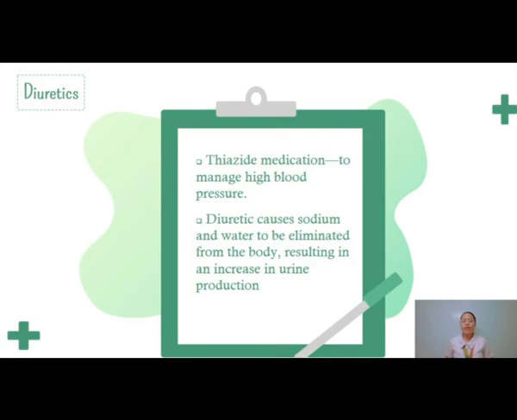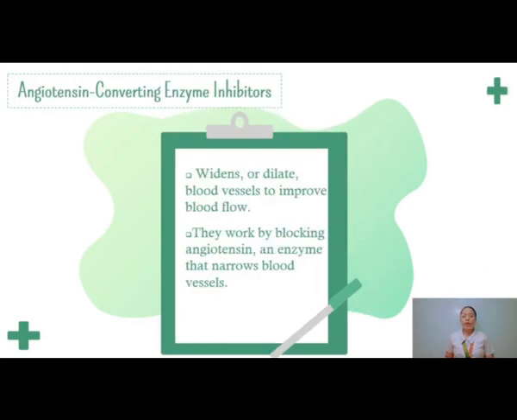Doctors often first prescribe a thiazide medication, which is a class of diuretic, to manage high blood pressure. A diuretic causes sodium and water to be eliminated from the body, resulting in an increase of urine production. This reduces the amount of fluid in the blood vessels, creating less work for the heart. Then we have the angiotensin converting enzyme inhibitors.